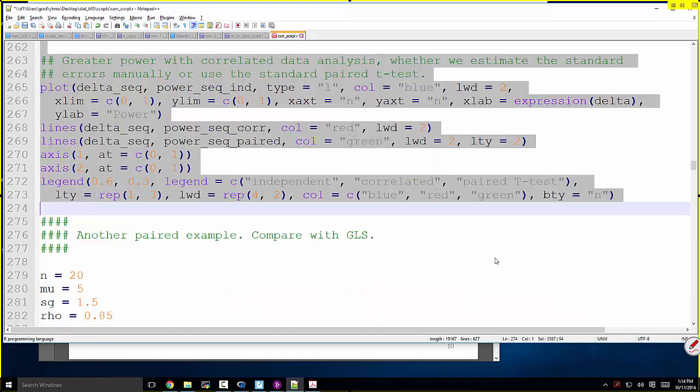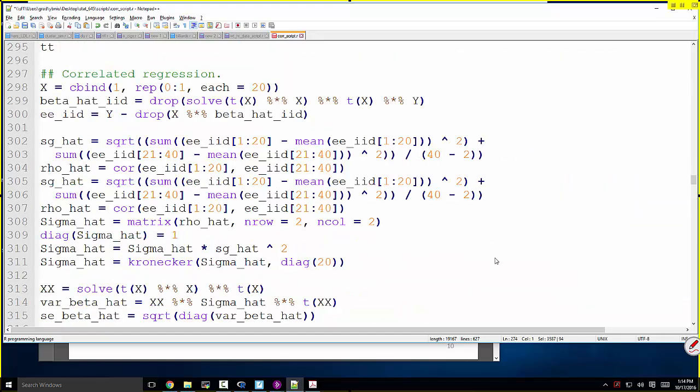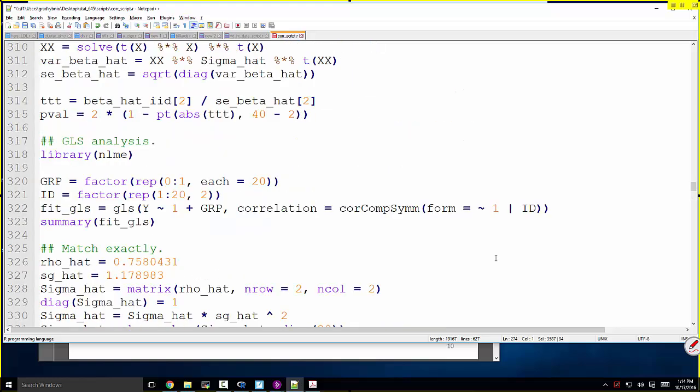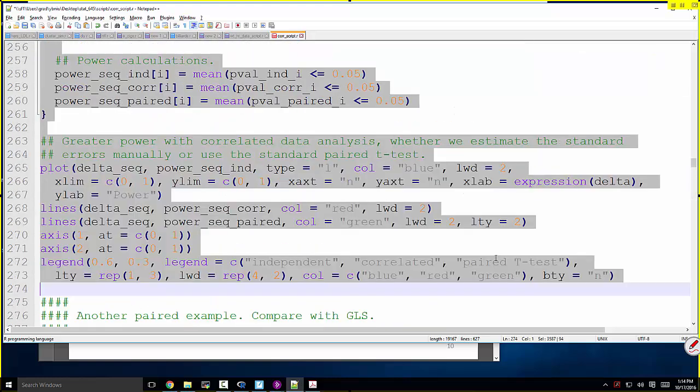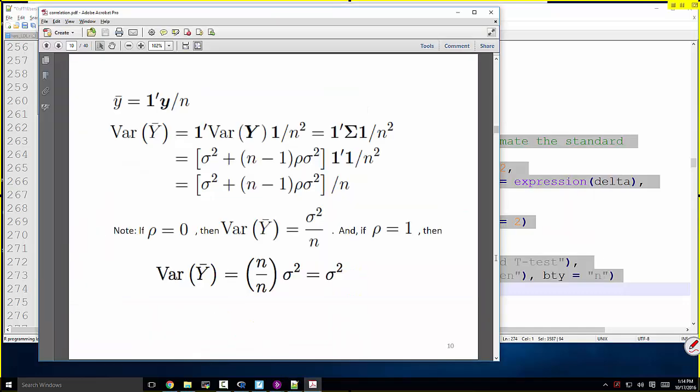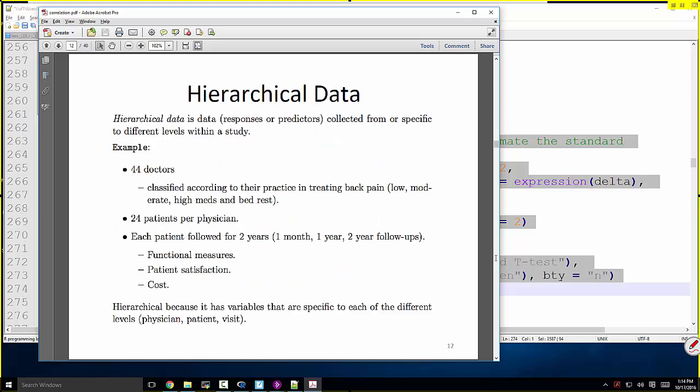Okay, that's as far as I'm going to go in this script for now. I've got more stuff in here that we'll revisit. Let's go a little further in our notes now. Okay. So a little bit of a change in gears.